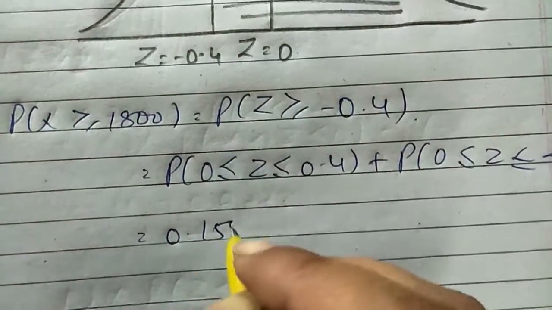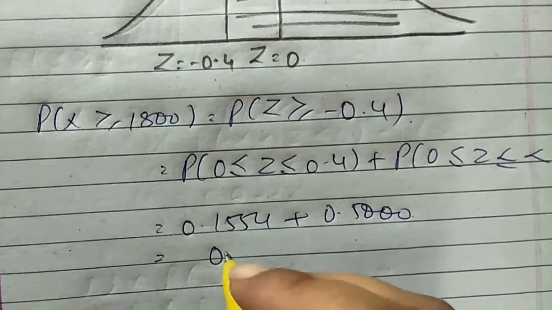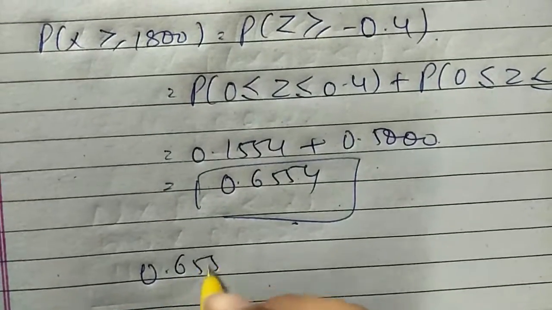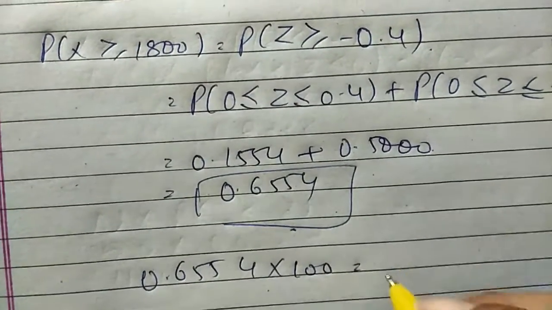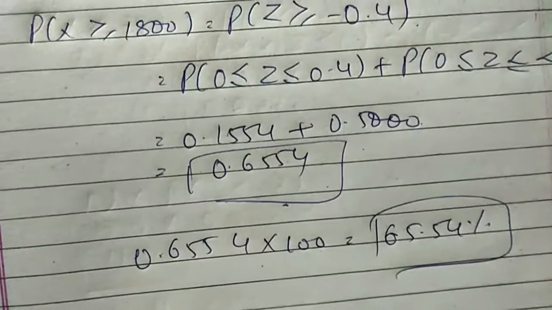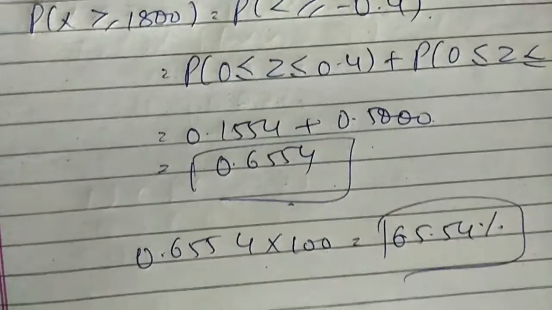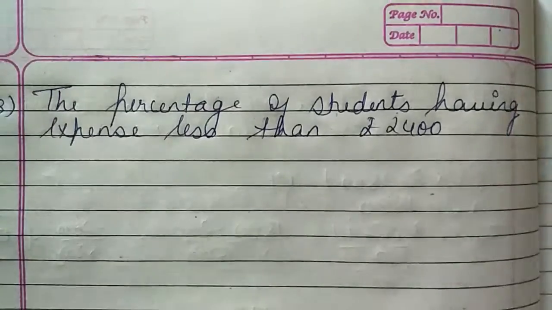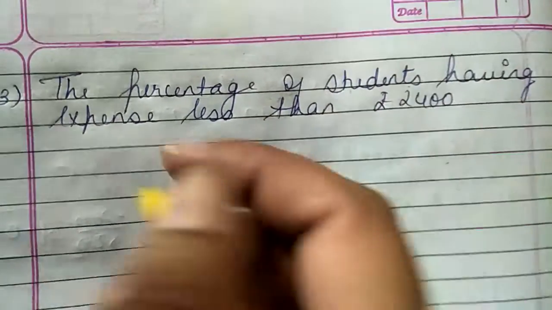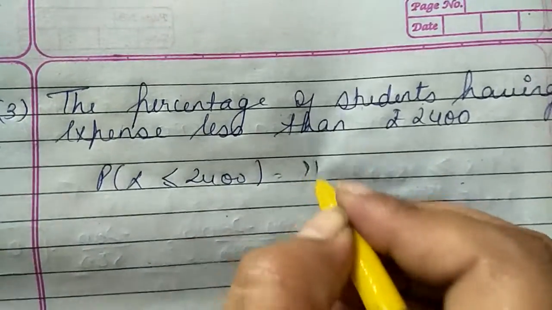So that is 0.1554 plus 0.5000. The answer comes to 0.6554. Percentage: 0.6554 into 100 gives us 65.54%. Clear? So with this we complete the second sum of exercise sum number 3. Now let us see the third one which we need to find here. The third one is the percentage of the students having expense less than rupees 2400. So that is P(x ≤ 2400) = ?